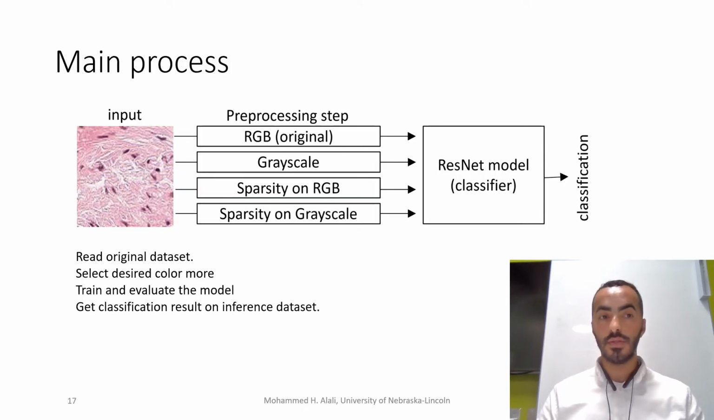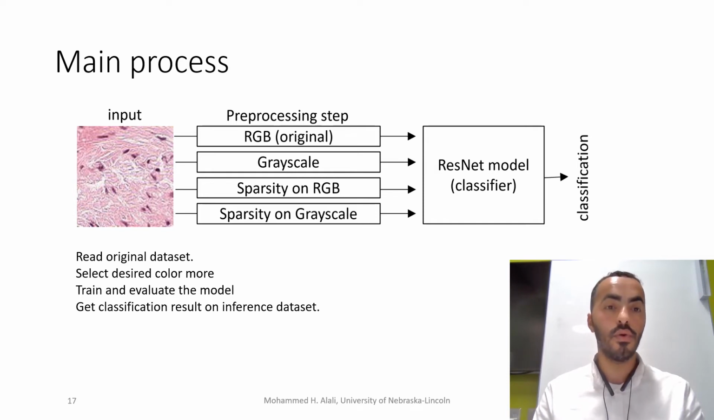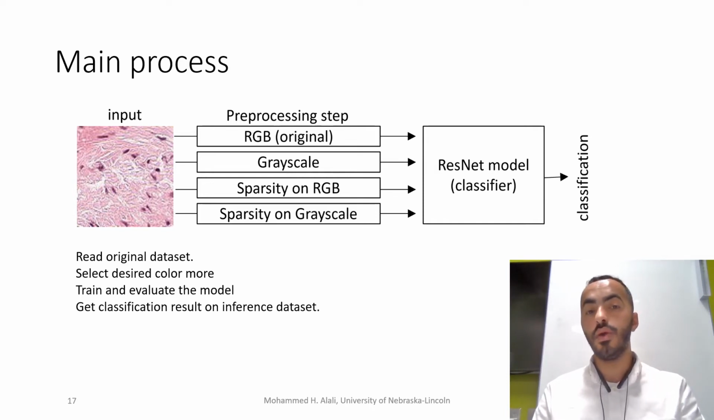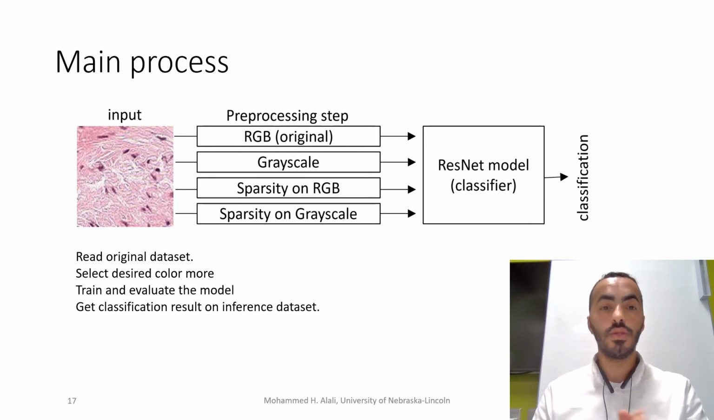Our main process, overall: we take the original image and then apply one of the preprocessing steps to convert it to any of the color modes, and then we use this color mode for training and inference on the ResNet model.